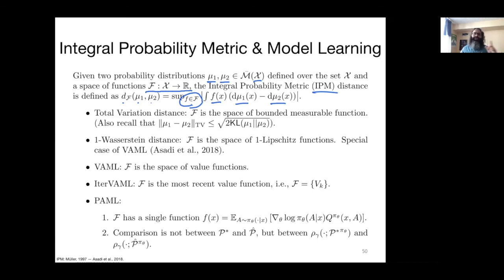If you go back to one of my examples, that extreme example where the reward was constant: if the function space only has one constant function, then all probability distributions look the same, and the value of them would be the same. But if the function space is more complicated, then they would not be the same. So, is the definition of integral probability metric clear?